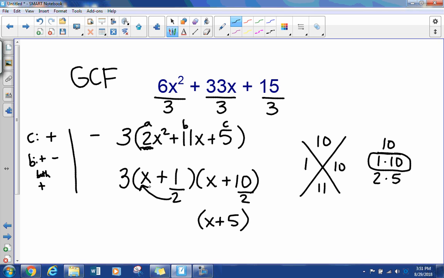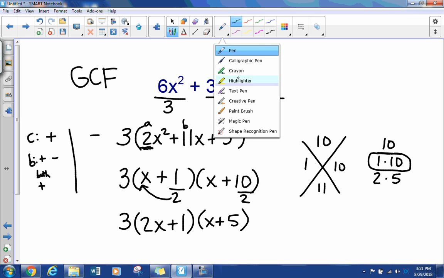Now we want to keep that 3 that we factored out from the very beginning out front just to show that we did take care of it, we didn't lose it. However, these are the factors that we're left with from that trinomial. And you can see again that 2x times x would make 2x squared, and so without necessarily multiplying the whole thing back out, I can say that I feel pretty confident about this factorization.